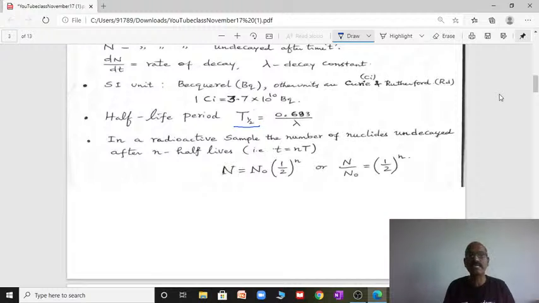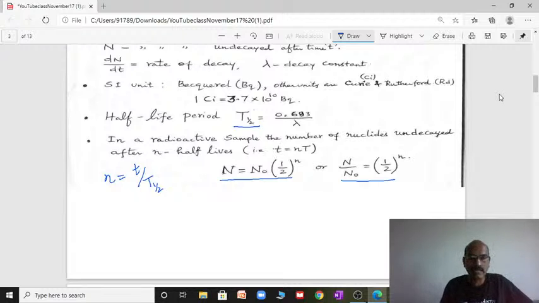Then the most important formula is here. In a radioactive sample, the number of nuclides undecayed after n half-lives. Here n is the number of half-lives, that is t by capital T. Capital T is the half-life period. Small t is the time period, how many years or how many days, whatever the radioactive substance. Capital T is the half-life period, the time for half of its original atoms to disintegrate. So n equals the number of half-lives. So this is the formula, keep in mind. N equals N naught into 1 by 2 whole power n, where small n equals t by T, and bringing N naught down, N by N naught equals 1 by 2 whole power n. So this is the important formula, keep in mind before we proceed into MCQs.